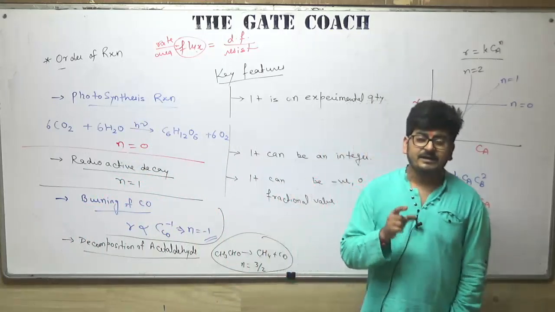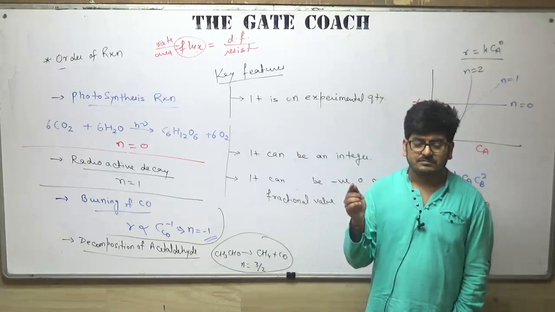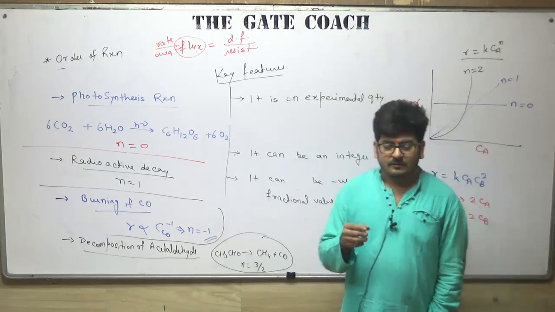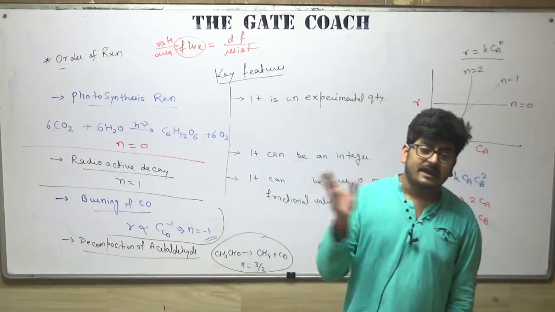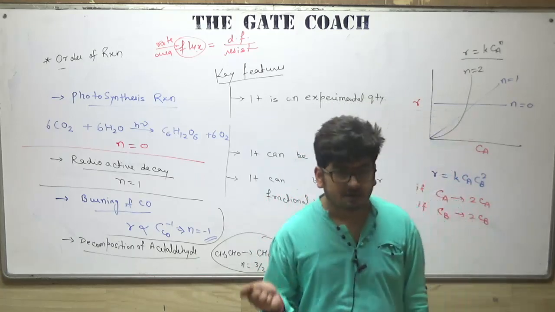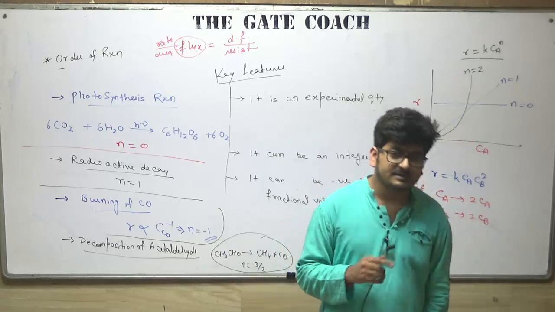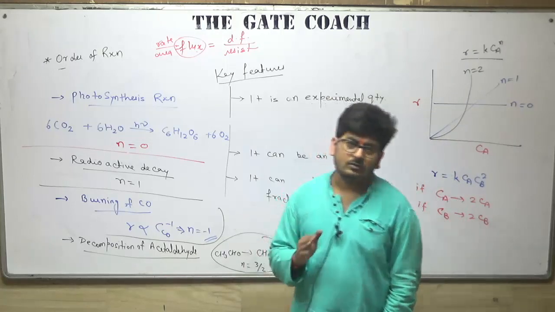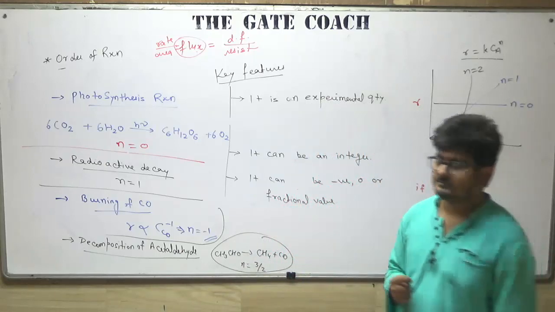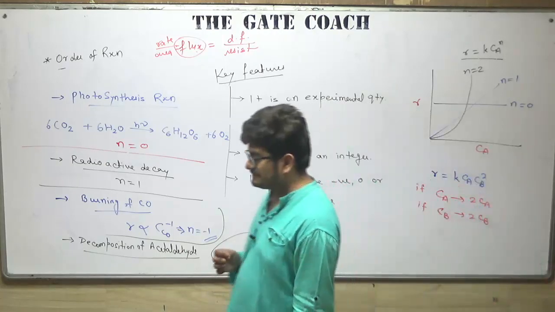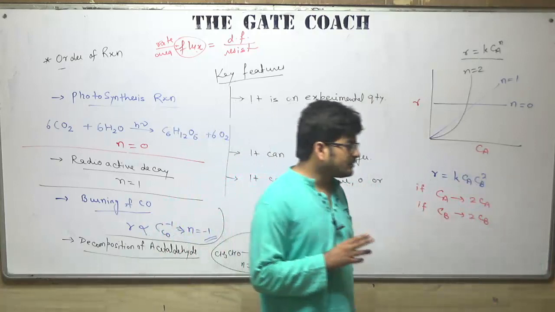For any higher order reaction, means greater than 1. For any chemical reaction having order greater than 1, can we reduce the order of reaction? If yes, then how? If no, then why? Okay? Have you got the question?